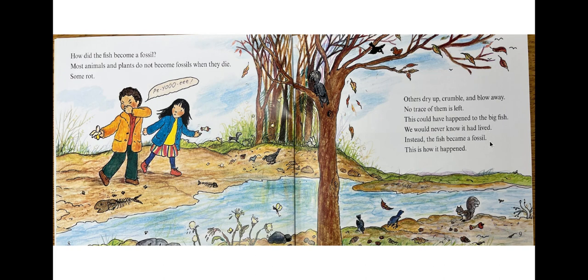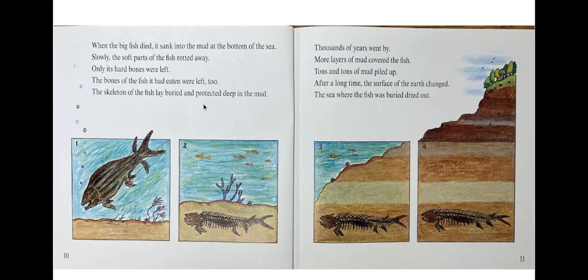Instead, the fish became a fossil. This is how it happened. When the big fish died, it sank into the mud at the bottom of the sea. Slowly, the soft parts of the fish rotted away. Only its hard bones were left. The bones of the fish it had eaten were left too. The skeleton of the fish lay buried and protected deep in the mud.